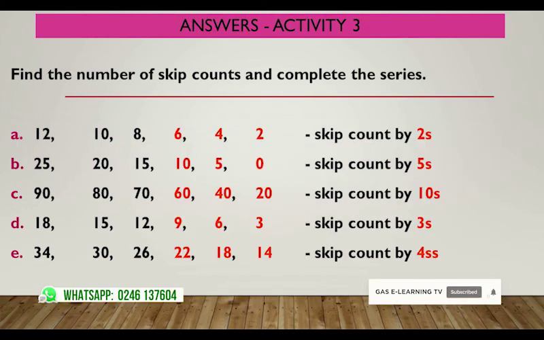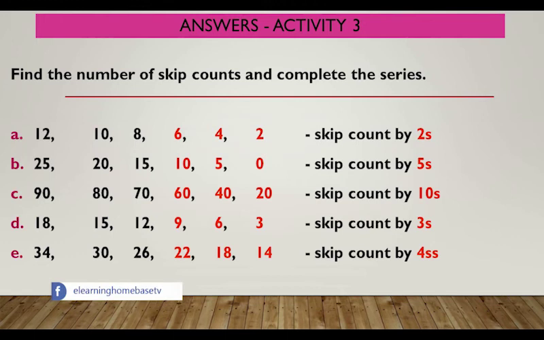Answer for activity 3. So for activity 3, you were to find the number of skip count and complete the series. So we have A, 12, 10, 8. We skipped 6, 4, and 2. So with this, we use skip counts by 2s. B, we have 25, 20, 15, 10, 5, and 0. For this, we used skip count by 5s.